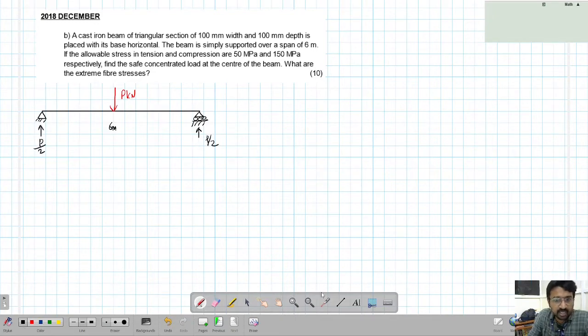Okay, and bending moment diagram for this load case, it is expected that you know this, otherwise also you can find the bending moment diagram. So this will be the bending moment diagram, it will be P by 2 into 3.